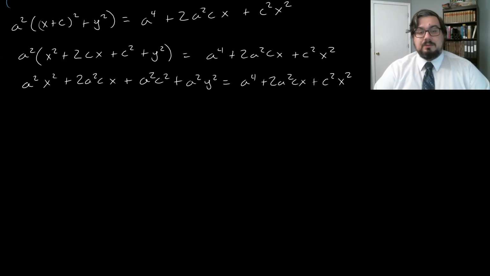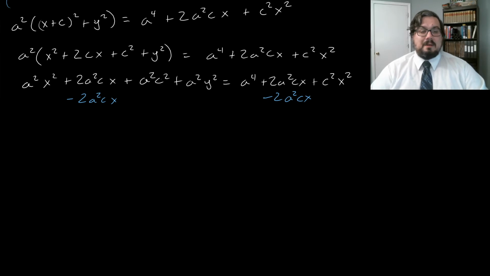And now we actually have a decent amount of cancellation and simplification we can do. In particular, notice that this most complex term on either side, 2a squared cx, is in fact exactly the same on both sides, so we can just subtract it from both sides, which cancels those terms out entirely.